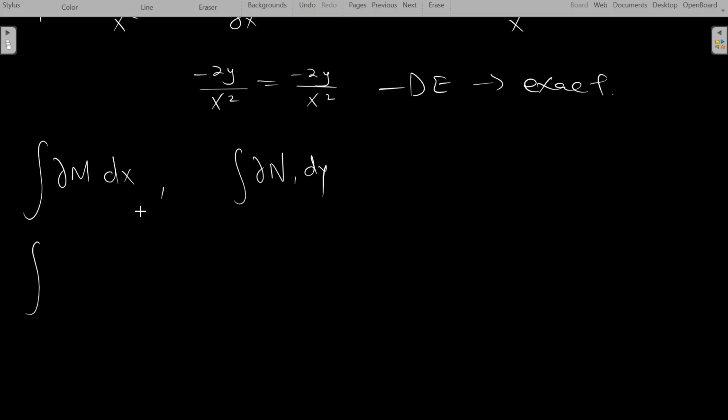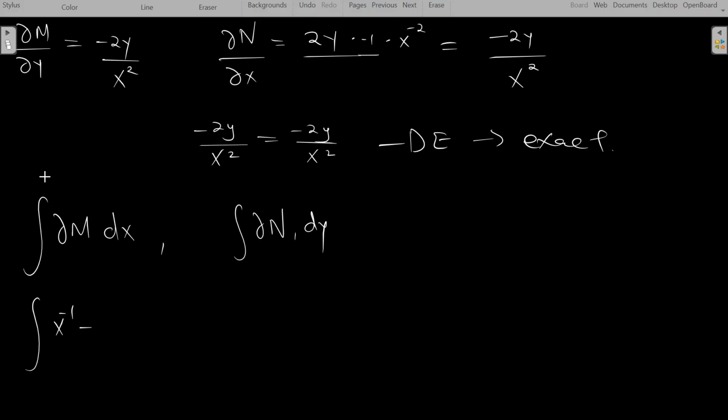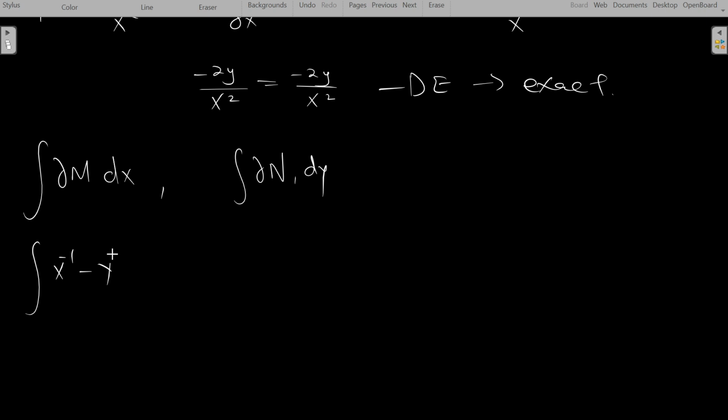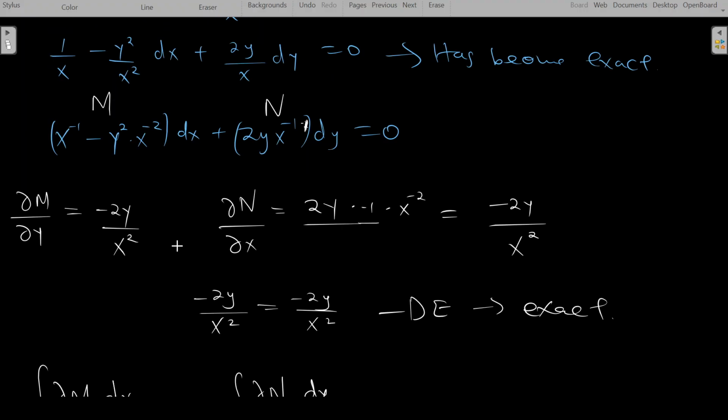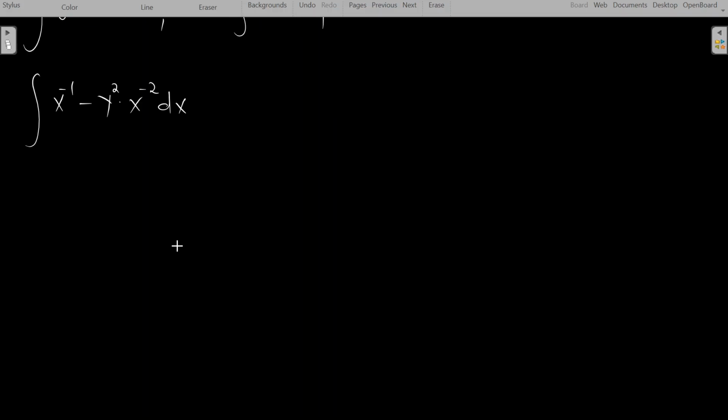So our new m is x to the negative 1 minus y squared multiplied by x to the negative 2 dx. So let's perform this. If we integrate this term with respect to x alone, we should get our answer.